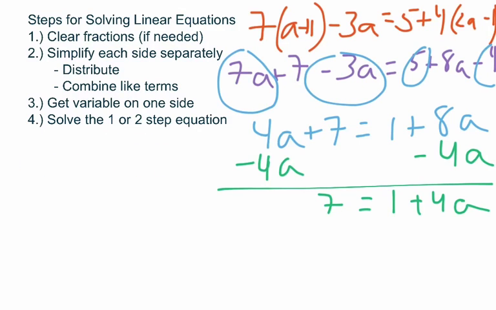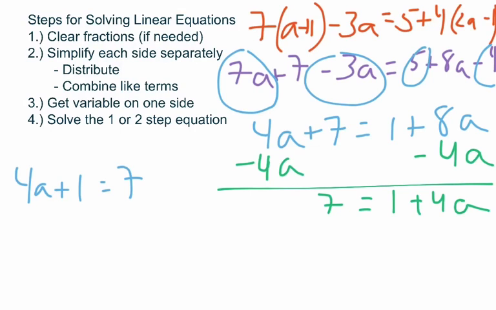Well, this is 7 equals 1 plus 4a. If you don't like it written like that, you could write 4a plus 1 equals 7. You can switch the 4a plus 1. That's the commutative property. You can also switch the side of the equal sign if you wanted to. That's something called the symmetric property.